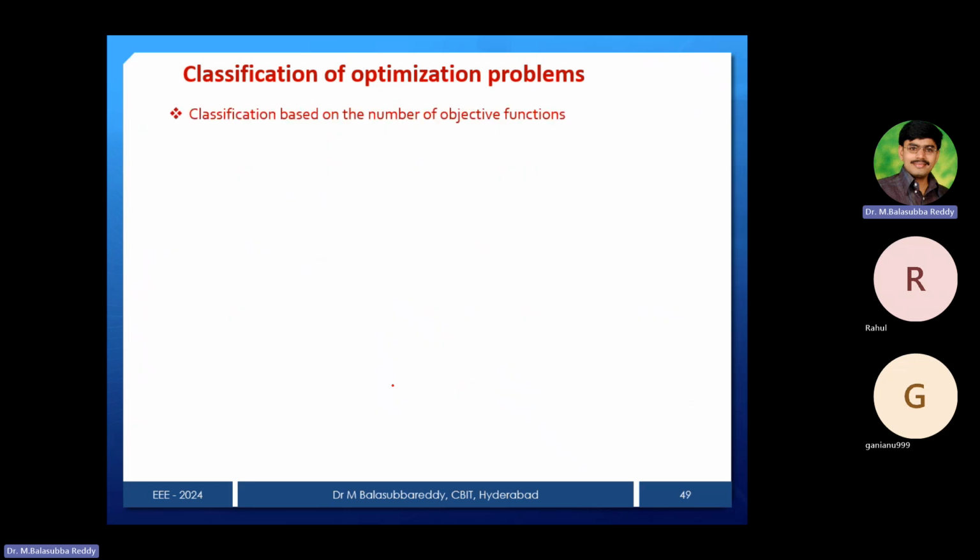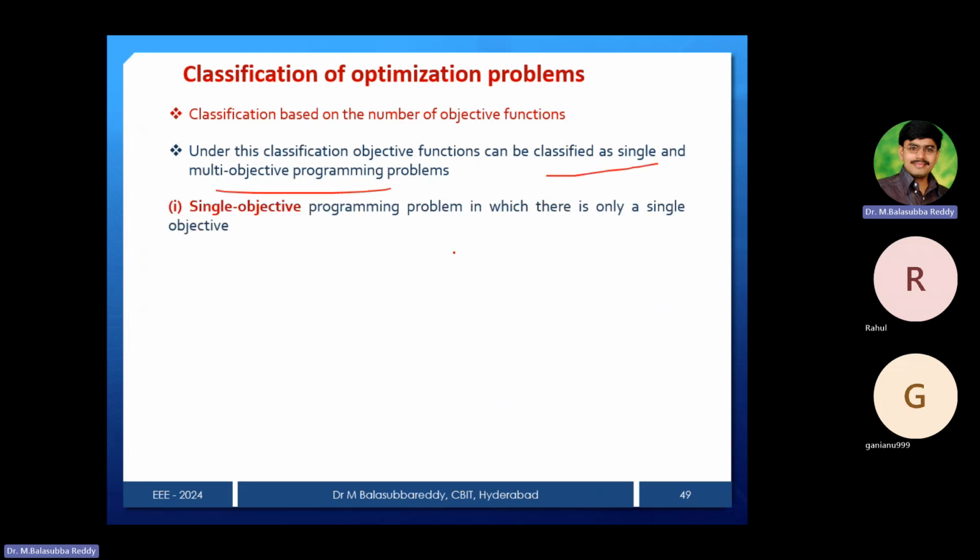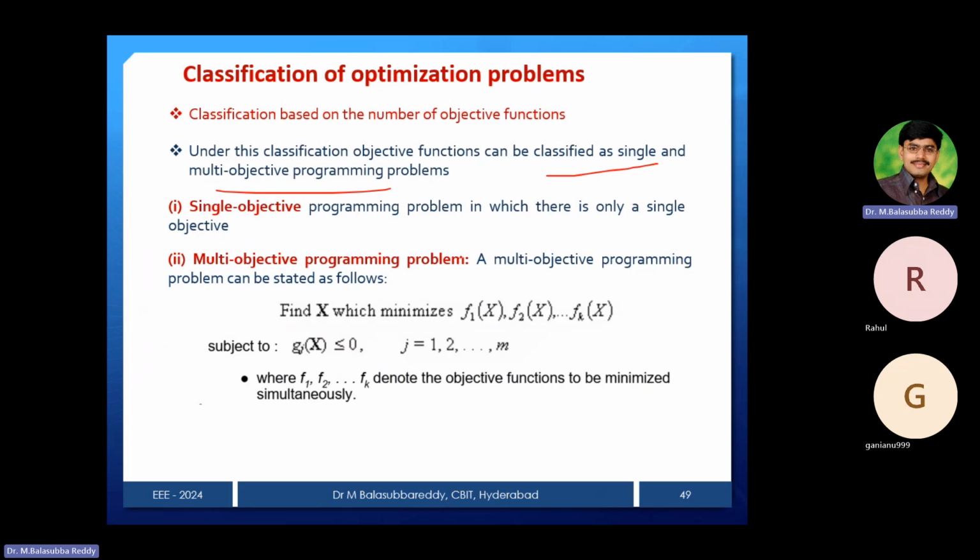And like that, classification based on the number of objective functions. This I already mentioned: single objective and multi-objective. Under the classification, there are single objective and multi-objective problems. Only one function is there, that we call a single objective. Two or more functions means a multi-objective problem. As I mentioned, when more functions are there, we can go for a weightage method, or fuzzification method, or genetic algorithm, with dominance. We are able to find these multi-objective solutions also.